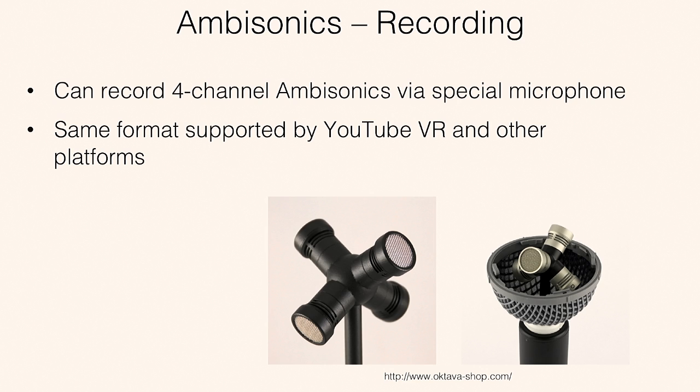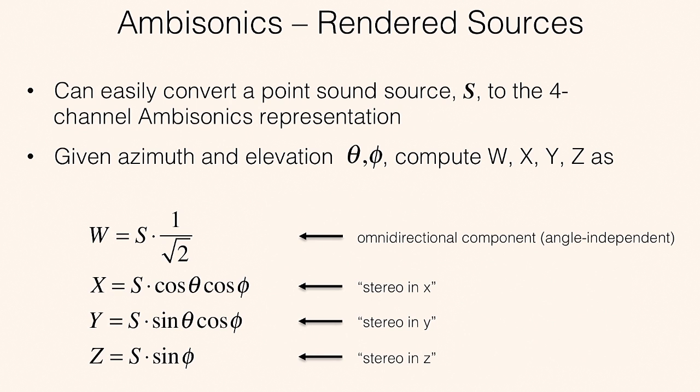If you want to record real audio with this, it turns out to be quite easy, and there are actually microphones that can directly record the ambisonics format. This format is directly supported by YouTube VR and many other platforms. On the other hand, say you have a rendered source, like from before, you can take the sound source S and convert it to an ambisonics representation quite easily. All you need are the same angle and elevation from before, and then you can compute W, X, Y, and Z quite easily using simple trigonometric operations as shown on the slide.